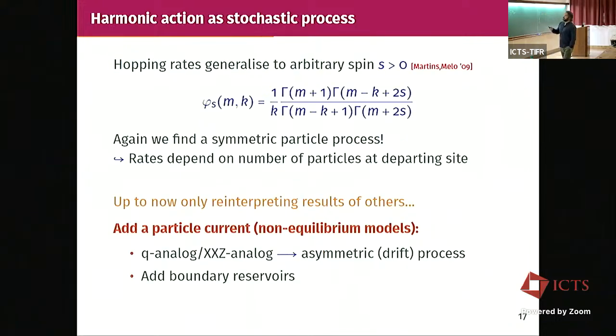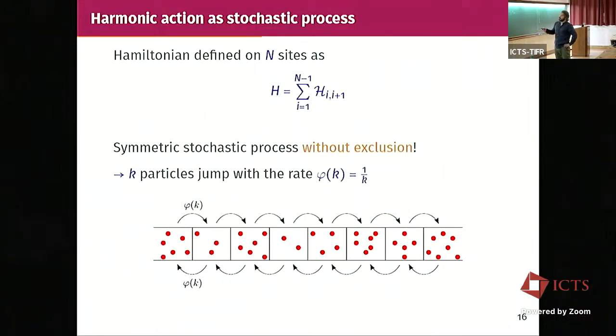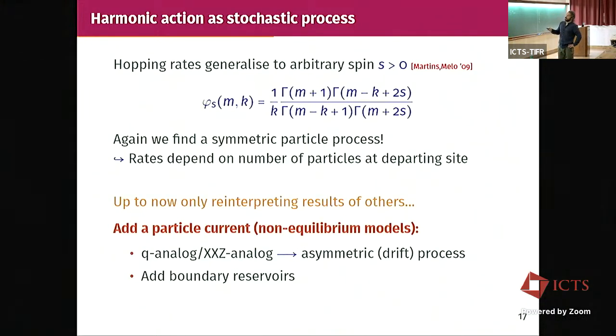Nice. Then you can switch on the S parameter as well, and you get something a bit more complicated. There are these gamma functions that you can also turn into Pochhammer symbols. What you see here is that now the m dependence explicitly appears also on the right-hand side. Before, you just had this 1 over k, and now it depends on the number of particles at the departing side. And again, this is a stochastic process. Good, so this was more or less known. This was by Martins and Melo. They wrote this for the XXX spin chain, but didn't have this interpretation.